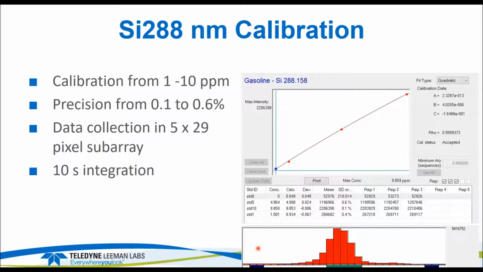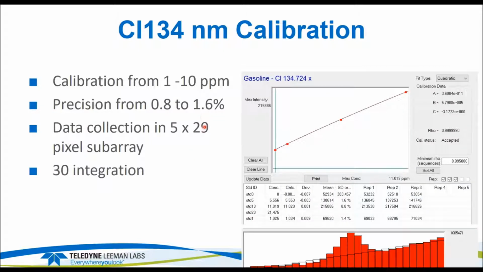So we did silicon at 2 different wavelengths, 288 and 251. Same idea, 0.1, very good precision on that. Here's the chlorine. Again from 1 to 10, precision was anywhere from 0.8 to 1.6, a little higher than I normally like, but chlorine in the gasoline can be a little bit tricky.